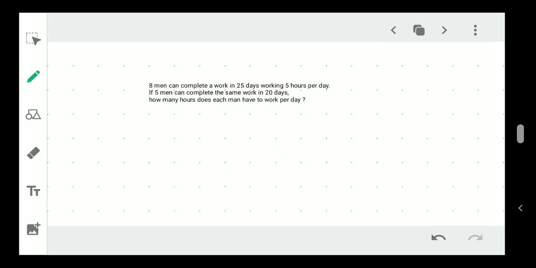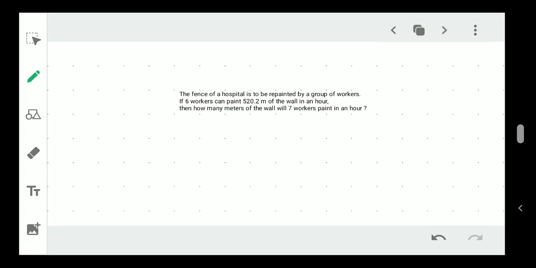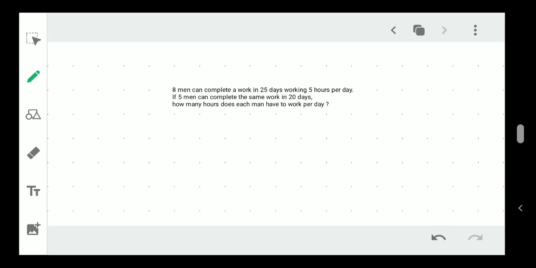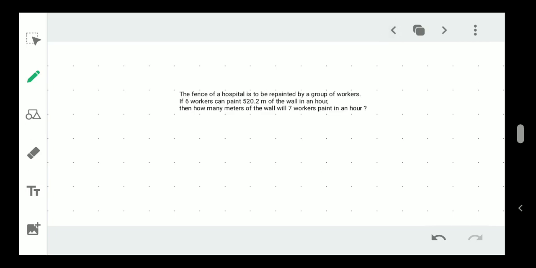Now the new thing that is coming is called the IMD method. What is IMD? You can see here in the question: 8 men can complete a work in 25 days. I will come to this later on. Let me see this one: 5 men can complete a work in 20 days. This is also like that. Some questions I think I have repeated. No problem, delete this one.